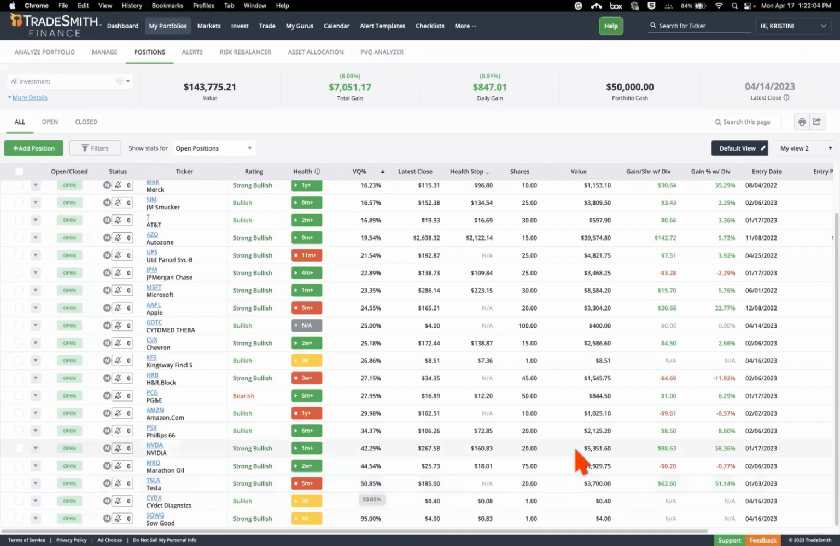All right. Now let's take the VQ a step further. This is where we add a momentum component, what we call the health indicator. So let's focus on this column right here.